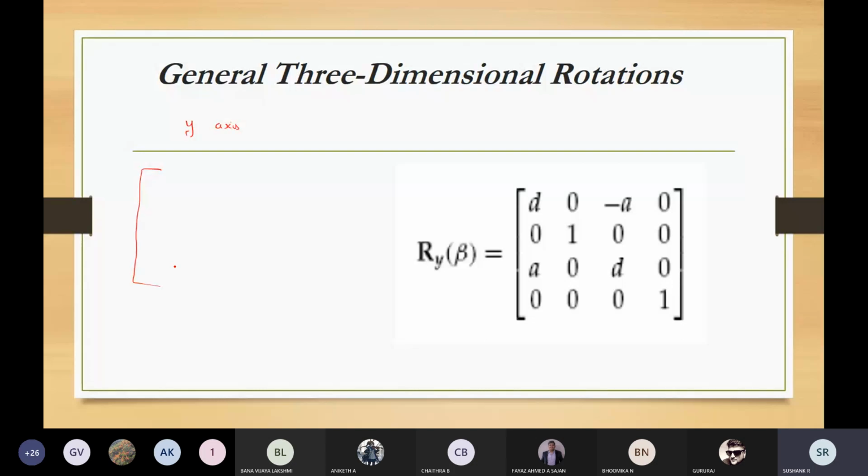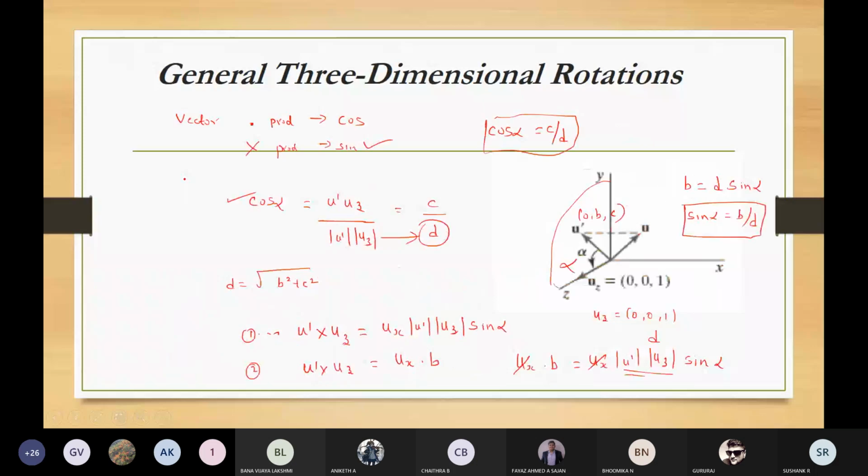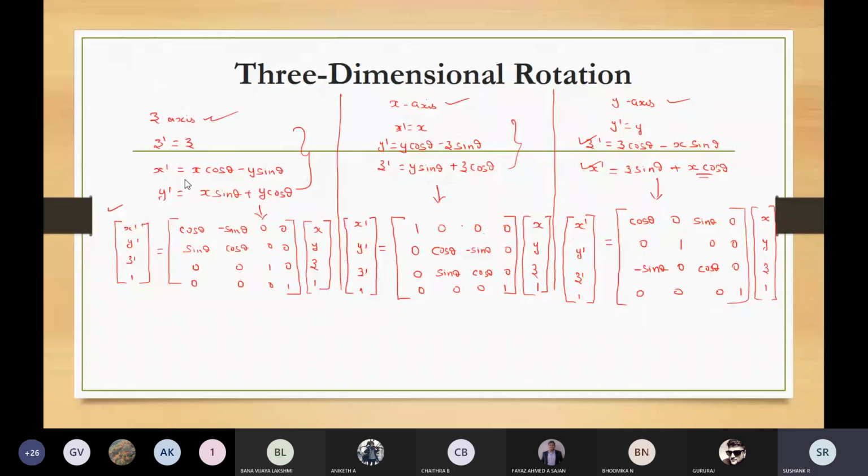What is the rotation matrix about the y-axis? The matrix for rotation about the y-axis is cos theta, sine theta, minus sine theta, cos theta. You remember these four entries: cos theta, sine theta, minus sine theta, cos theta.